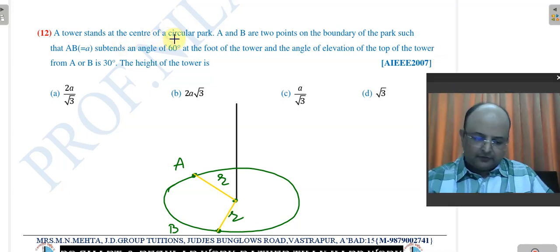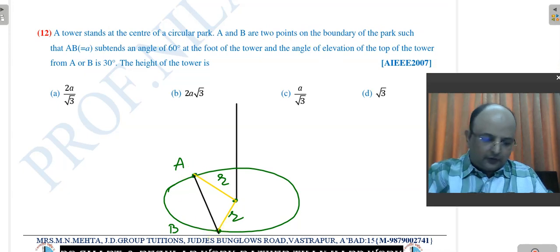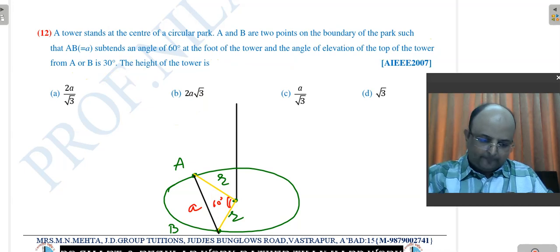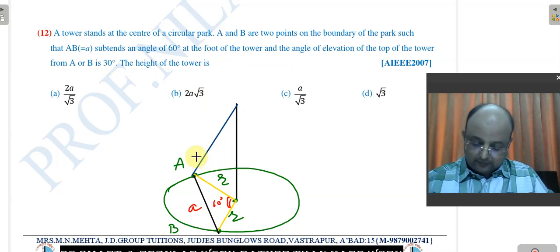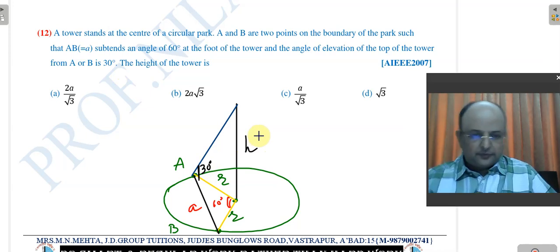Okay. આવીને વાંચીએ. चलो. A tower stands at the center of a circular park. A and B are 2 points on the boundary of a park such that AB equals to a. Okay, then let me say that this is your A. It subtends angle 60 degree at the foot of the tower. Okay, this is 60 degree. Fine. The angle of elevation of top of the tower from A or from B is 30 degree. Okay, then this seems it is right angle, but it is not. It is 30 degree. Okay, the height of the tower, so that is your h. I hope this is clear, bachcha.